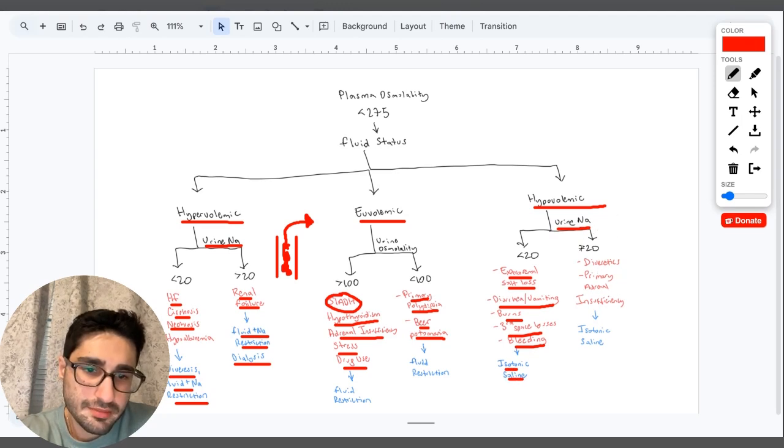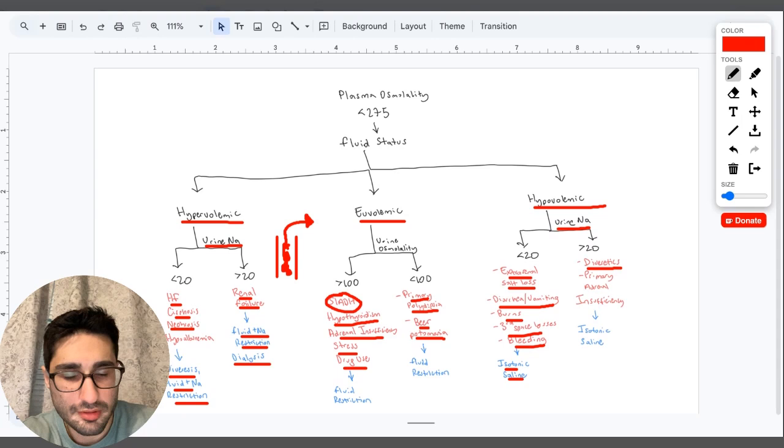Now, if the urine sodium is greater than 20, that means something with the kidneys is happening. And so the patient most likely is taking a diuretic, hindering the ability of the kidney to reabsorb sodium and water, or it could be due to primary adrenal insufficiency.